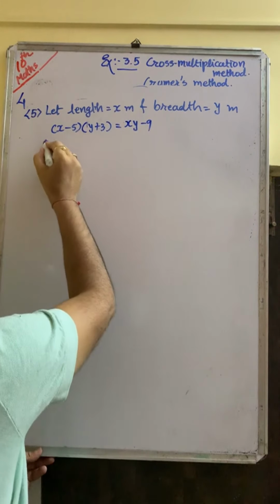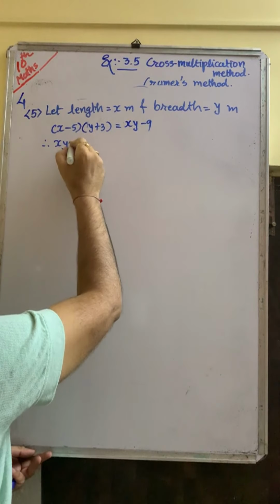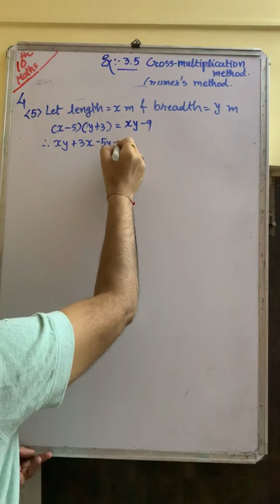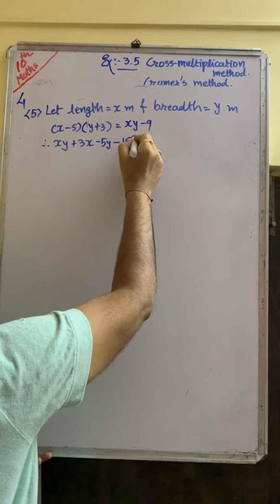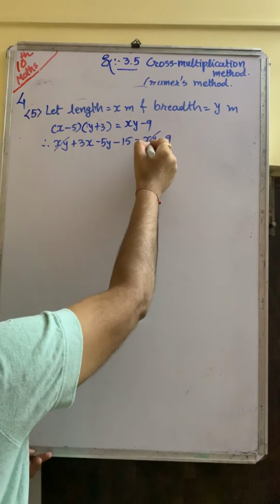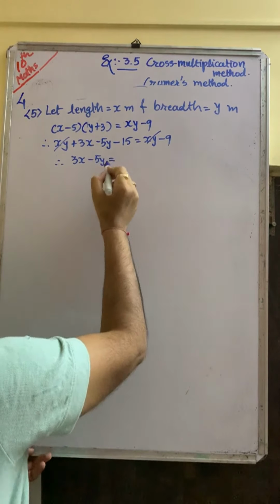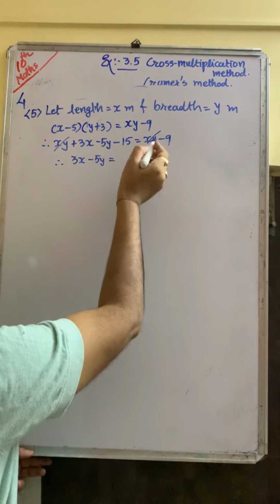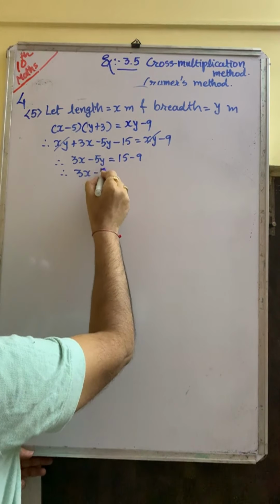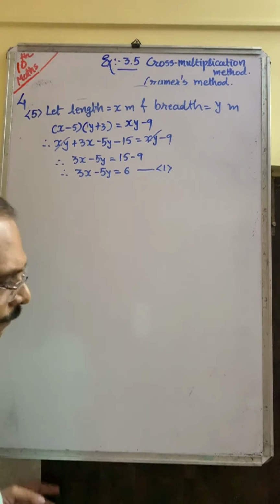Length into breadth. Open the bracket: xy, x into 3 that is 3x, minus 5y, plus minus minus, 5 3s are 15, equals xy minus 9. Both sides have the same term, xy cancels. 3x minus 5y equals... take minus 15 to the other side, plus 15 minus 9. So 3x minus 5y equals 6. This is equation number 1.